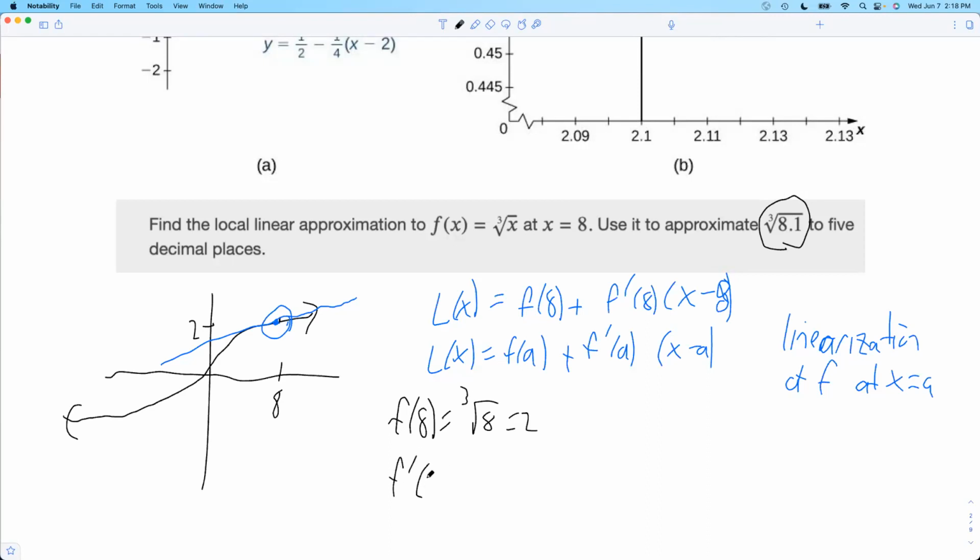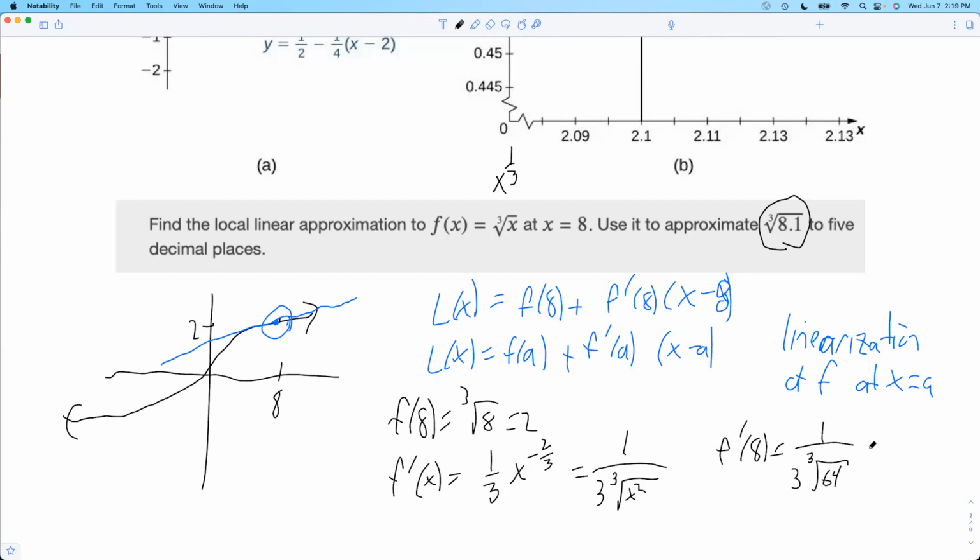All right, now we take the derivative. So the derivative, remember, this is really x to the 1/3 power. Its derivative would be 1/3 x to the negative 2/3, or 1 over 3 times the cube root of x squared. So f prime at 8 is 1 over 3 cube root of 64. Cube root of 64 is 4. We get 1/12. Pause the video and check through all that arithmetic to make sure you understand where all that came from.